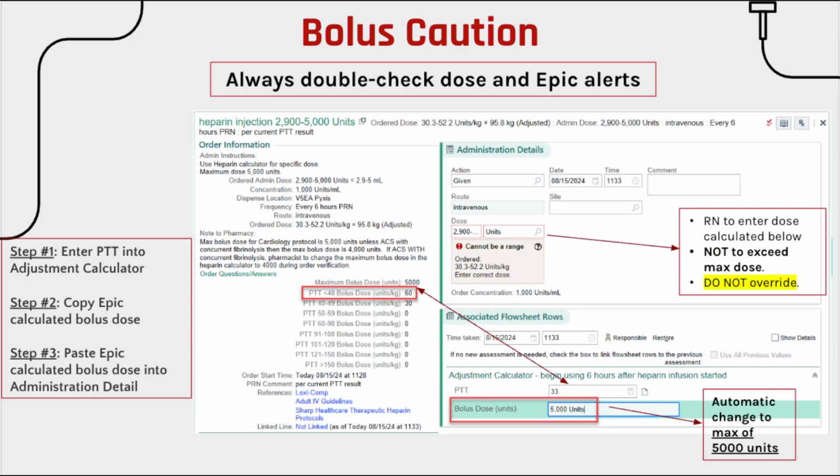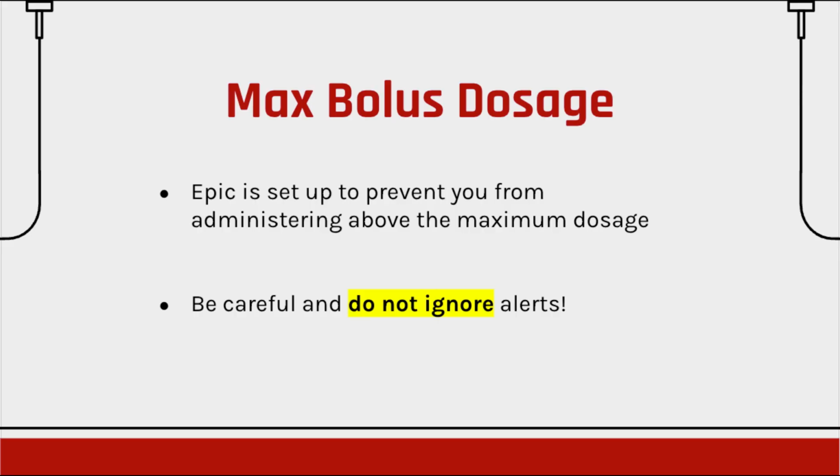Let's walk over how to calculate dose for boluses. First, enter PTT into the adjustment calculator to calculate the PRN bolus, as highlighted at the bottom right. Note that the maximum PRN bolus is 5,000 units, hence, it will cap at this value. Next, copy and paste this number into the administration detail dose as highlighted in the middle of the screen. It's essential to always double-check the dose and Epic alerts.